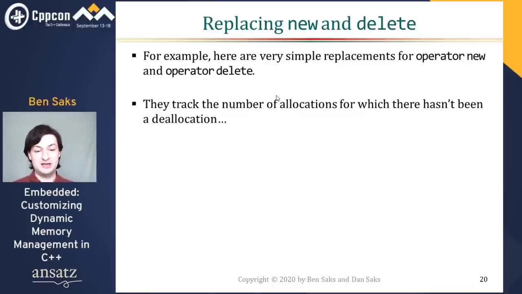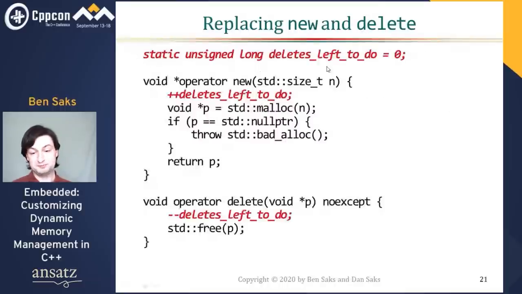So this is what the implementation looks like. We have a static global counter, deletes left to do, that starts out at zero. Each time we call new, we increment that number of deletions left to do.